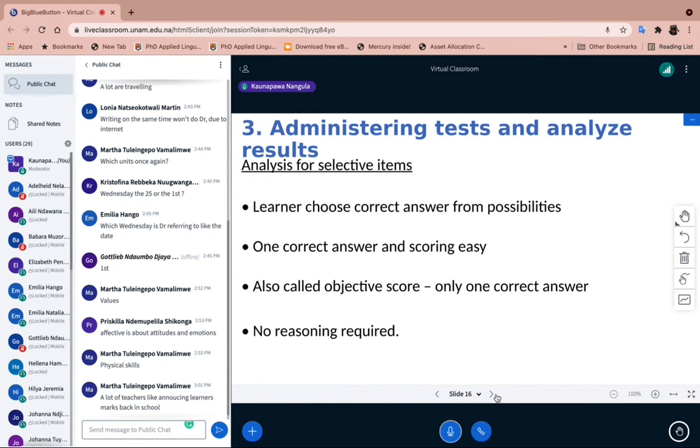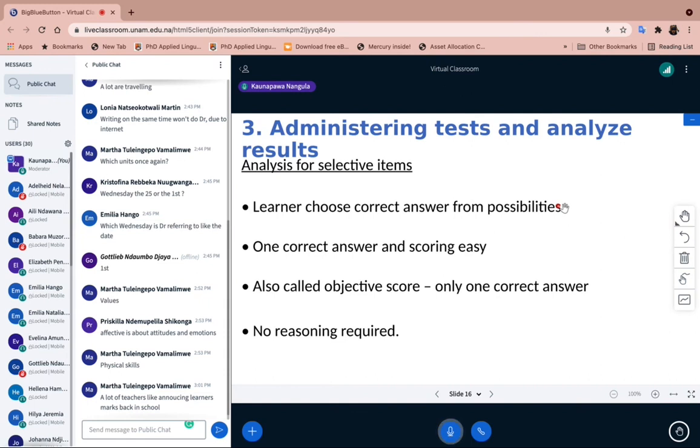analysis for selective items. So when you are working with selective items, learners choose correct answers from possibilities. Most of the time, let's say if it's a multiple choice question, then you give them four options from which they will choose the correct one.